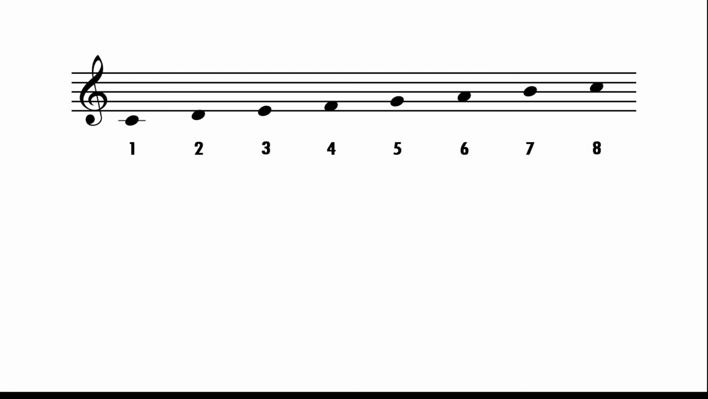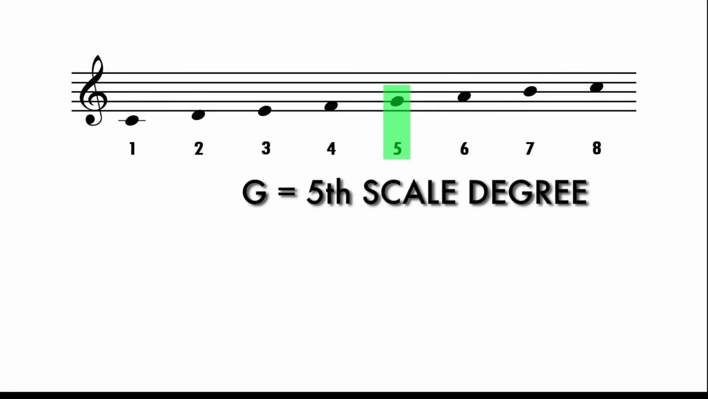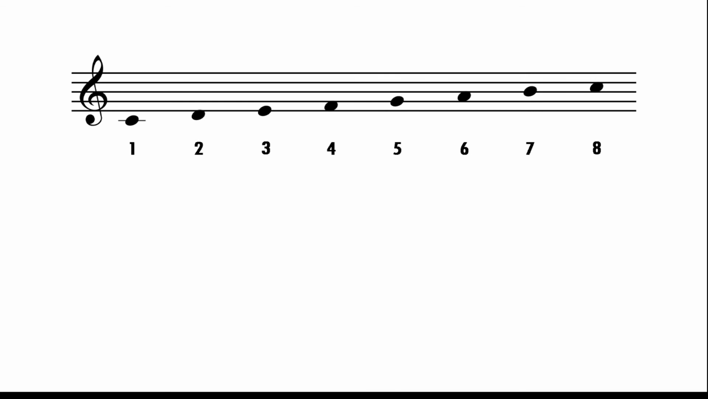Their location in the scale will determine what is called their scale degree. G, which is the fifth note of C major, is called the fifth scale degree. The numbering goes from bottom note number 1 to the top note, which is the octave number 8.